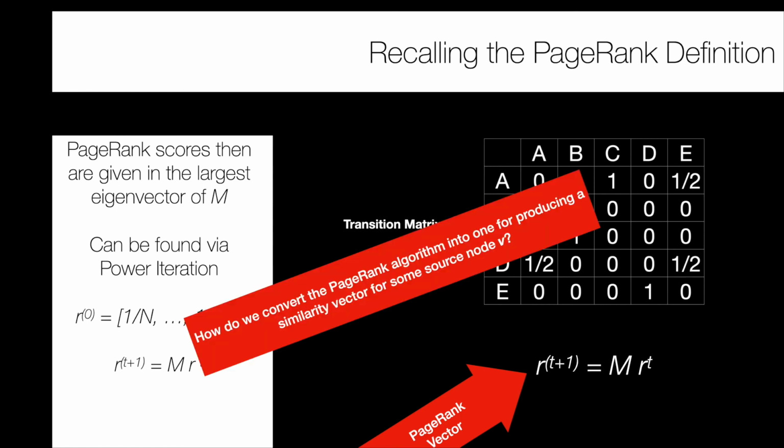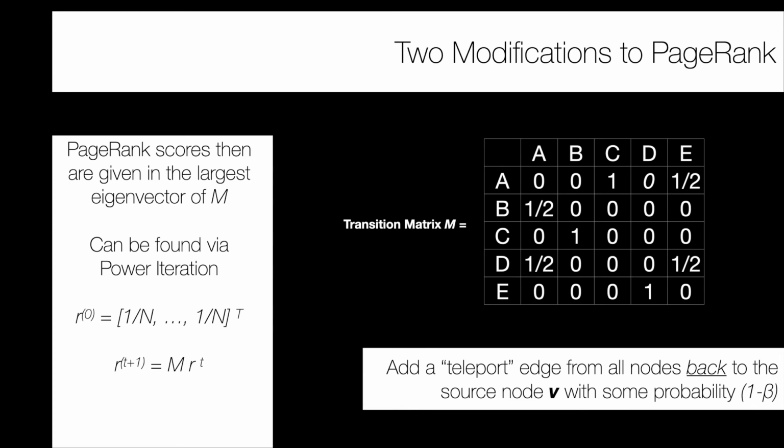So how can we convert this algorithm into a method for creating a similar kind of vector given a specific or constrained source node? Well, we can make two modifications. The first one is to add what we call a teleport edge that allows the random walk throughout the network to go from anywhere in the graph back to that source node. So here we have some teleport edge that allows you to go back to that source node with some probability 1 minus beta. That is, you have some probability beta of continuing on your random walk throughout the network.